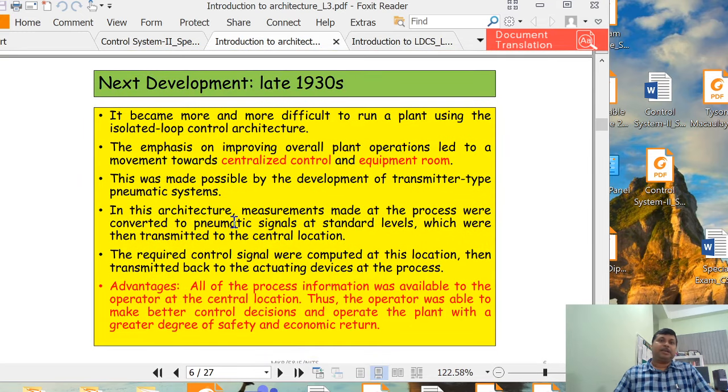So the next development was in the 1930s. It became more and more difficult to run a plant using the isolated loop control architecture. The emphasis on improving overall plant operations led to a movement towards a centralized controller equipment room. So we require some control system such that from the central control room, we can monitor all the control loops present in the plant. This was made possible by the development of the transmitter type pneumatic system.